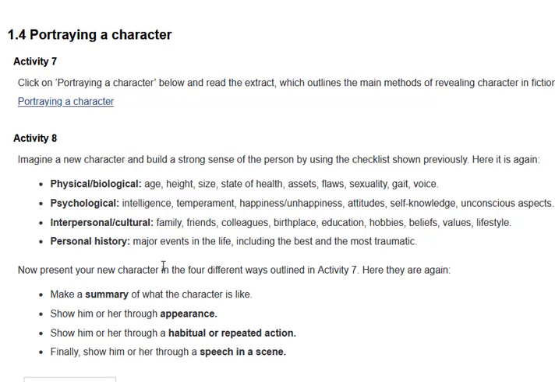In other words, what does he do every day? He teaches every day, or he snores while he's sleeping. So what kind of repeated action is symbolic or endemic of that character? Finally, we show him through speech in a scene. So when I was writing in my writing journal, I actually wrote a dialogue based on how the guy was talking.